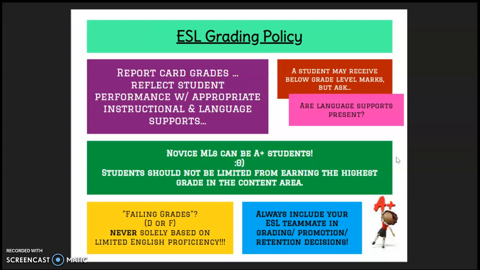I had a student, I've said it a million times, who could tell me everything about the sun backwards and forwards and said it in Spanish. That child should have an A, right? So anyway, failing grades, D or F, never, ever, ever solely based on limited English proficiency. Always include your ESL teammate in grading, promotion, and retention decisions. And if you're having trouble figuring out ways to help them share what they know or access the information, please, let's talk. Let's figure something out.